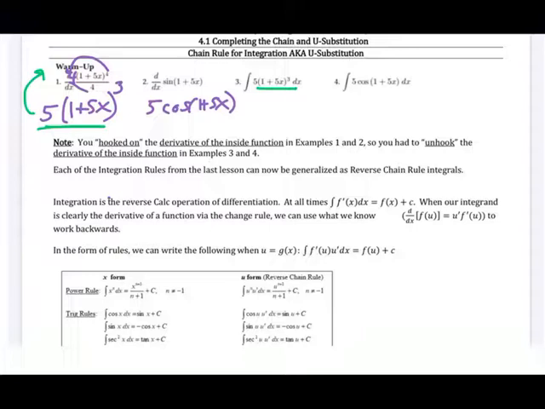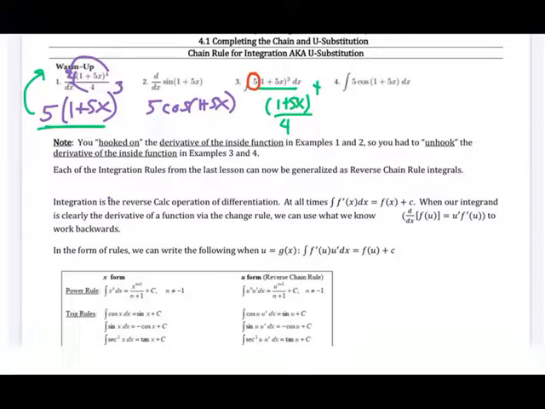But what would that look like in the original function? So I could tell based just on looking at number 1 and number 3 that this is going to go to the 4th power, 1 plus 5x. That's just using the power rule. Now, something we have to understand is where does this 5 go? What's happening with this 5?